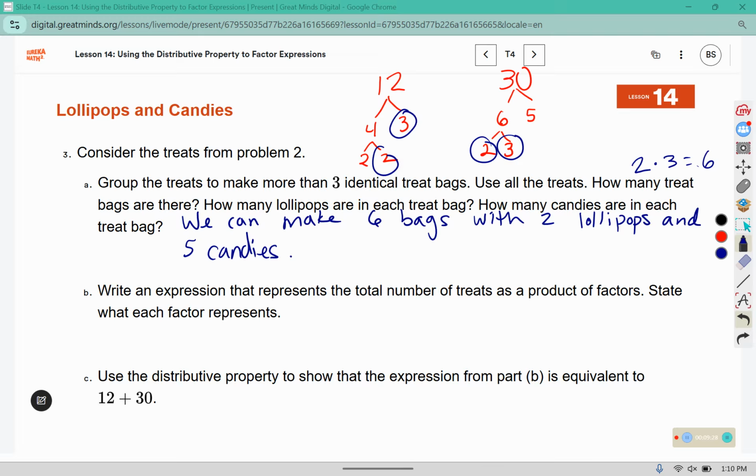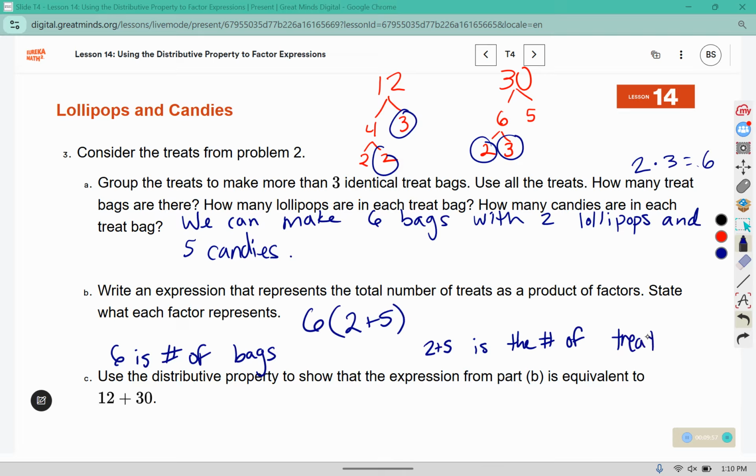Write an expression that represents the total number of treats as a product of factors. State what each factor represents. So this would be 6 times (2 plus 5). The 6 is the number of bags. And then the (2 plus 5) factor is the number of treats that goes in each bag.